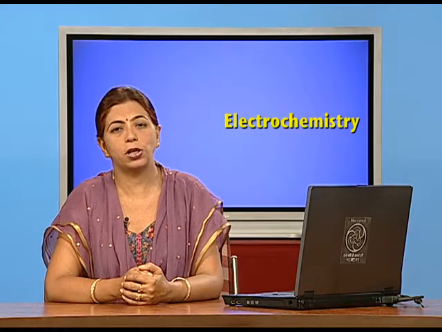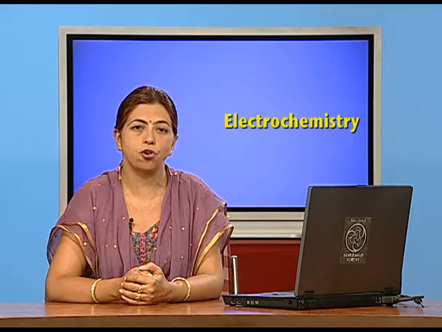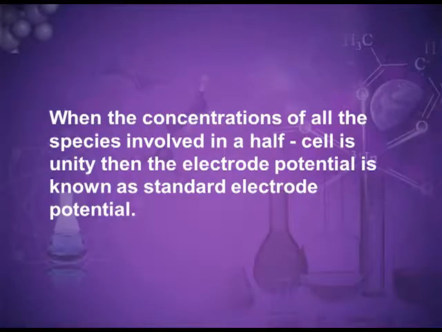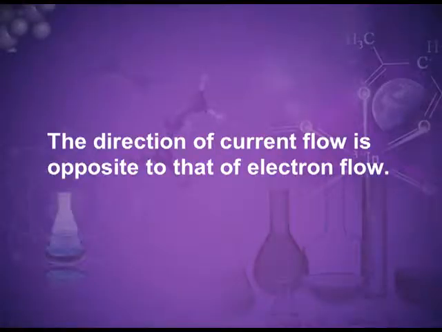If there is no electrode potential, there will be no transfer of electrons. As we know that heat only transfers when there is a temperature difference. Always heat transfers from hot body to cold body. In the same way, whenever there is an electrode potential, there will be movement of electrons. When the concentrations of all the species involved in the half cell are unity, then the electrode potential is known as standard electrode potential. And earlier I have told you that the direction of the flow of the current is opposite to the electron flow.